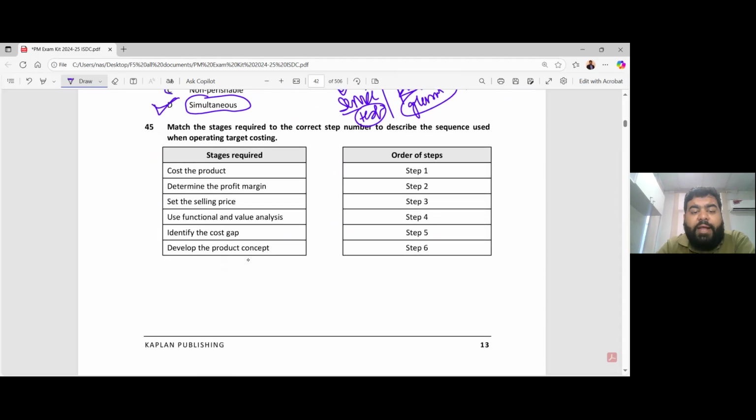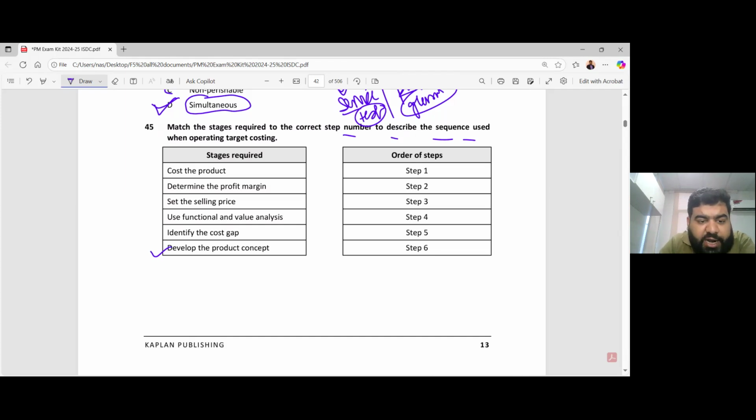Now match the stages to the correct step number to describe the sequence used when operating target costing. Let us discuss the sequence properly here. Step number one. When you are focusing on the target costing concept, the first thing you have to do is develop the product concept. Always first develop the concept of the product, what the product is.